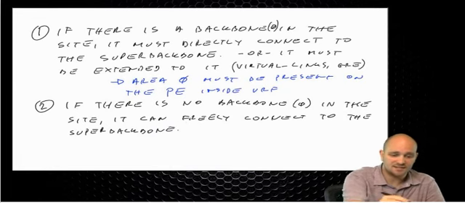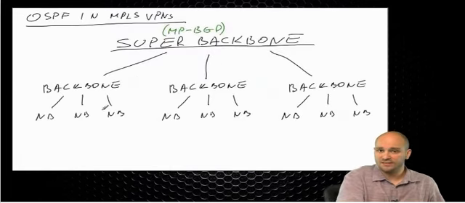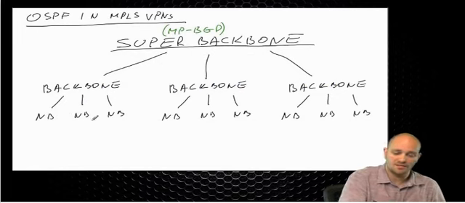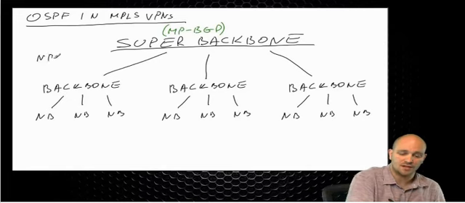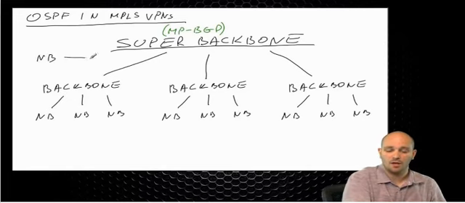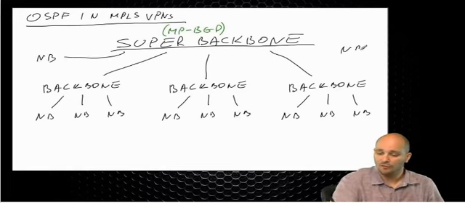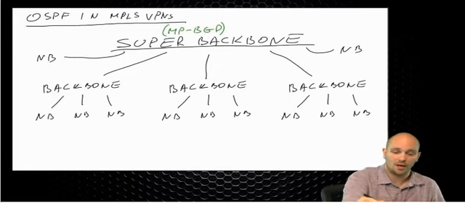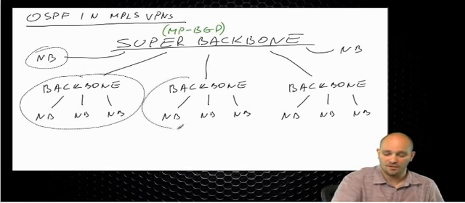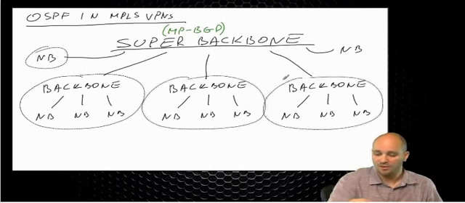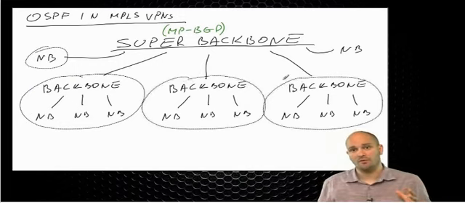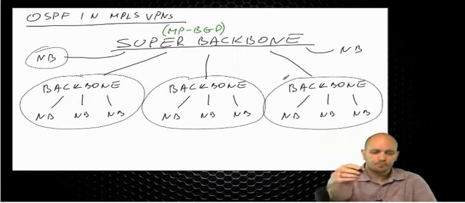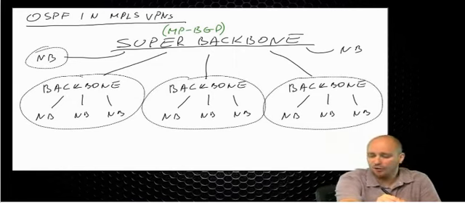Now, inside the site, the rules still apply. Non-backbone areas must connect directly to the backbone. But we can also have another site that doesn't have area 0, and in that case, it's okay for this non-backbone site to actually connect directly to the super backbone. But if you do have a backbone in the site, if you do have area 0, you can connect to the super backbone.